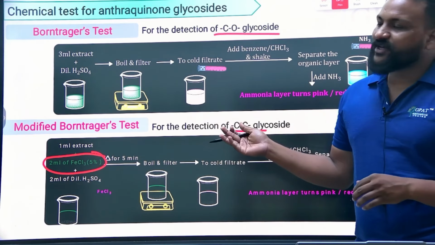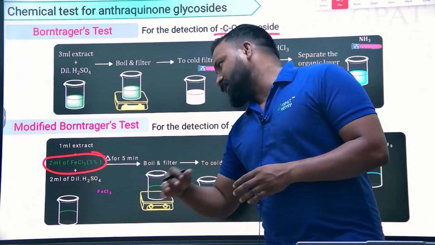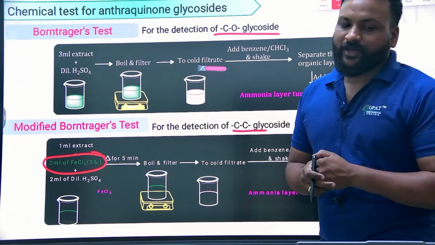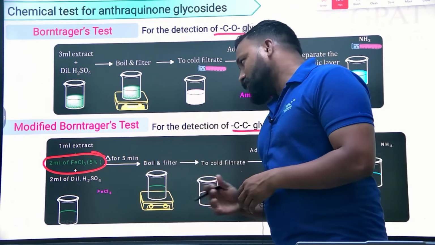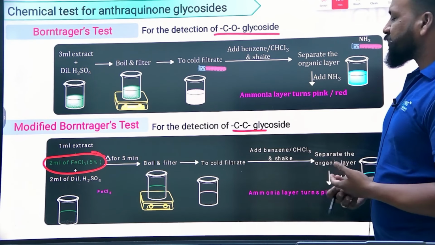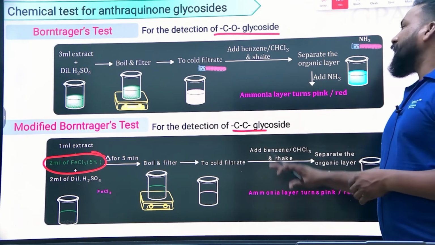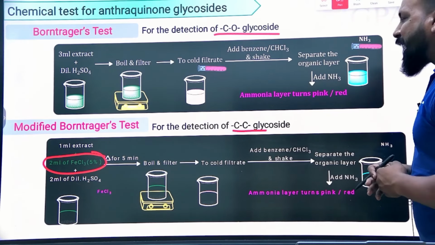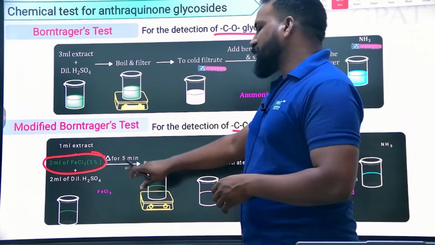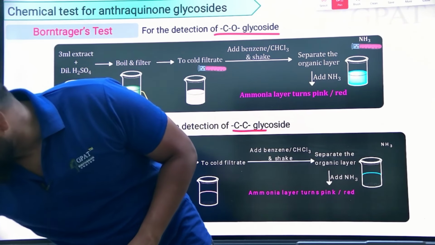Until then everything is similar. We take the same mL of extract and dilute H2SO4 here also, but additionally we are adding FeCl3 solution. After that, we boil for 5 minutes, and after boiling, to the cold filtrate we add benzene and chloroform, separate the organic layer, and add ammonia. The ammonia layer turns pink or red in color. But what makes the difference? The addition of FeCl3 is the only difference that we had.